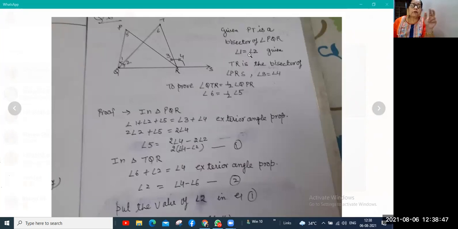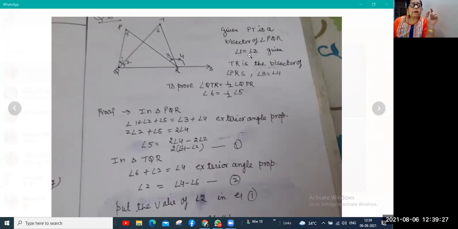Now here again we will use the exterior angle property of the triangle. First we will take triangle PQR. Here angle 1 plus angle 2 plus angle 5 will be equal to angle 3 plus angle 4. Angle Q is made by two angles, 1 and 2, both of these are equal. So angle 5 plus angle 1 plus angle 2 will be equal to the exterior angle, denoted by 3 and 4.